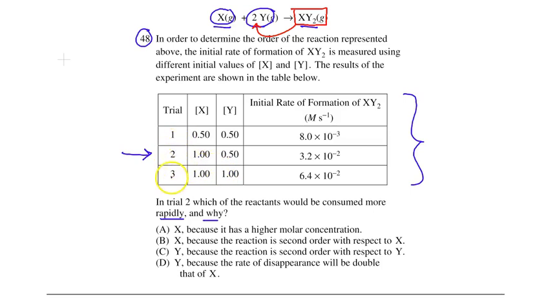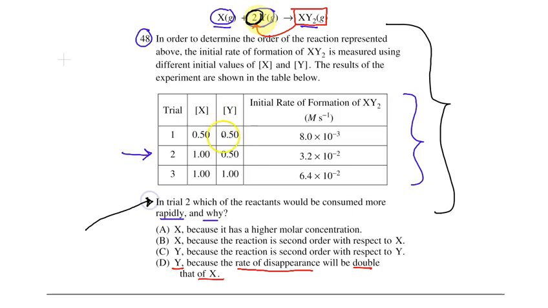In trial 2 or trial 1 or trial 3, which reactant would be consumed more often? Why? Well, it'd be Y because the rate of disappearance will be double that of X. Exactly, because of that 2 right there. So a lot of information. You could spend a lot of time reading this to understand it. It really is helpful to go to the question first to see if this information is even helpful. Certainly I could use this for 5 or 6 different types of questions, but the understanding is that because of the 2 there, you're going to lose Y twice as often as you lose X to form XY2. So 48 is just D.